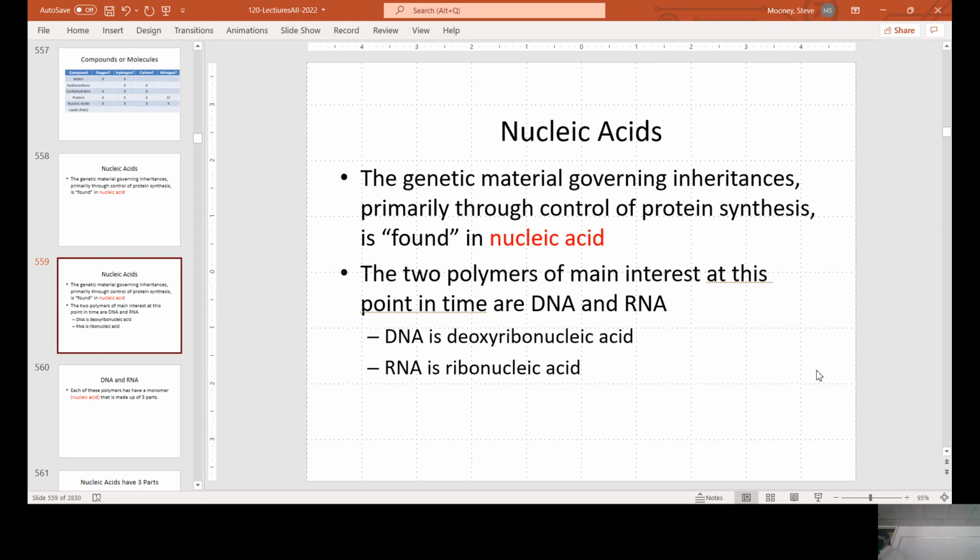So the two polymers that are of main interest here are DNA and RNA. DNA has rings that lose that oxygen. Ribonucleic acid has sugars with that oxygen present. Deoxyribonucleic acid for DNA. Ribonucleic acid, or RNA.